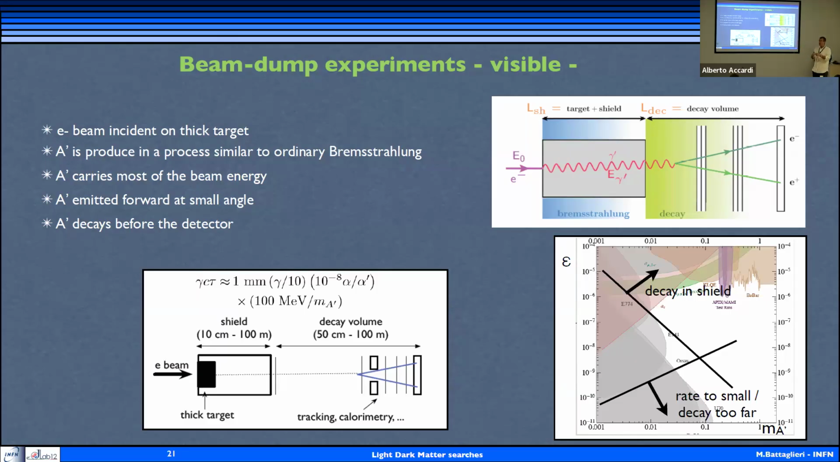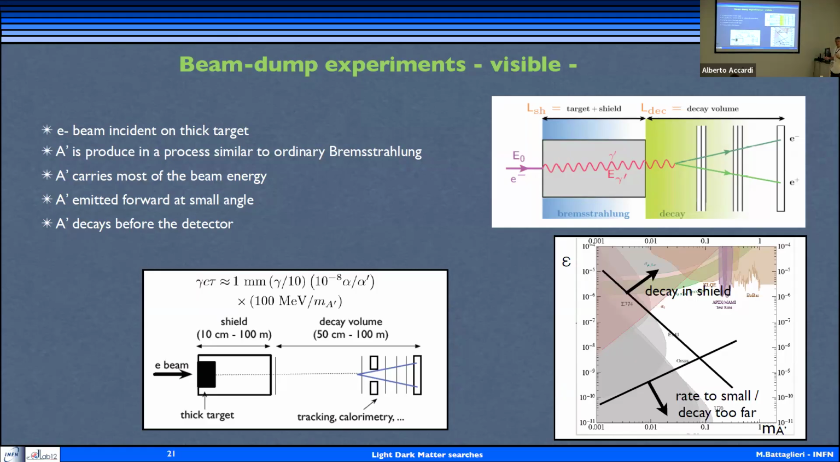If I'm looking for, let's say, an A prime decaying to plasma plus plasma minus, I need a combination of the coupling that shouldn't be too strong, because if it is too strong, all the A prime decays within the thick target where I'm producing the particle. If it is too weak, it decays outside the volume, and in both cases I cannot detect it.